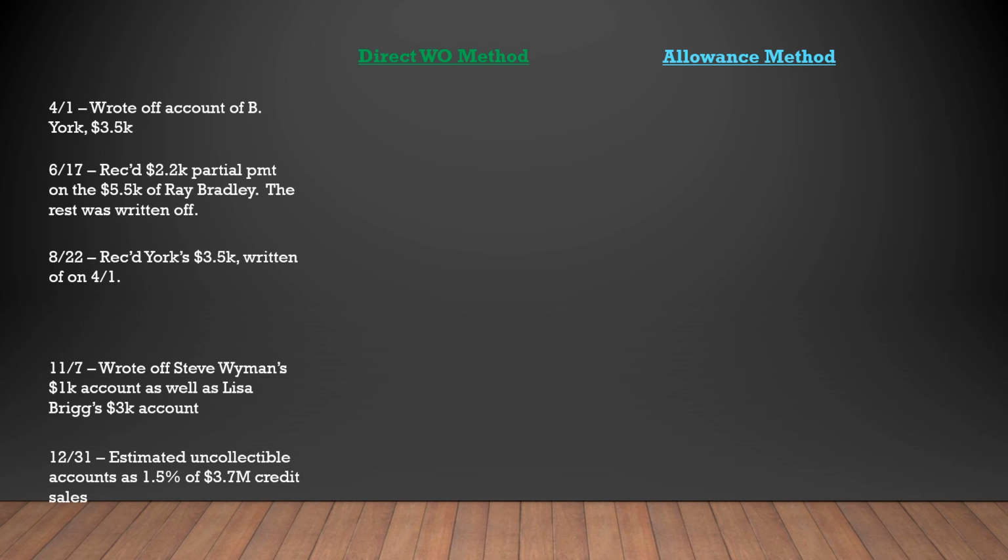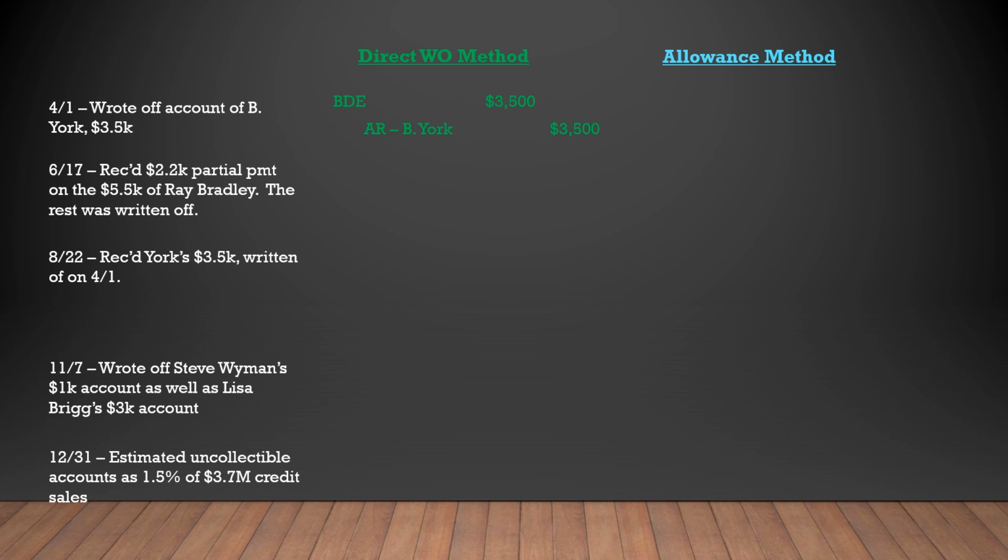Before we proceed, let's make sure we can distinguish between the accounting for bad debts under the direct write-off method versus the allowance method. If you like, you can pause this video and see if you can prepare these entries on your own. On April 1st, we write off an account of B. York in the amount of $3,500. Under the direct method, debit bad debt expense and credit AR for $3,500.